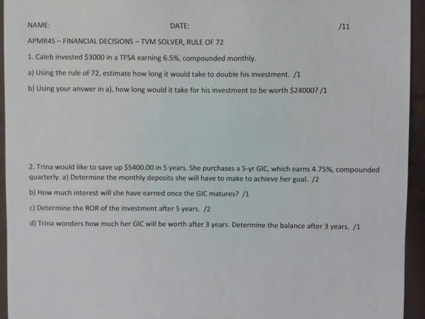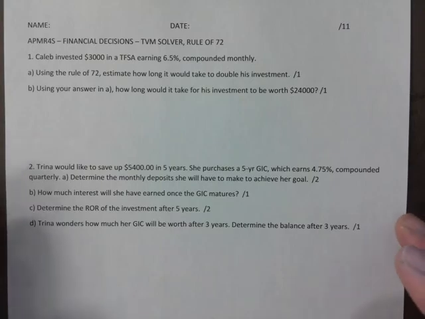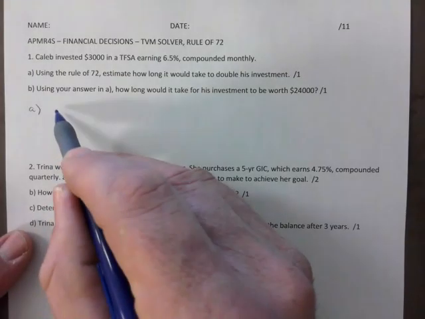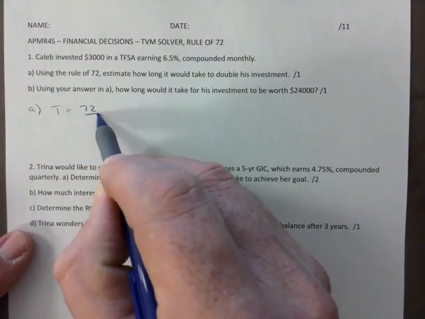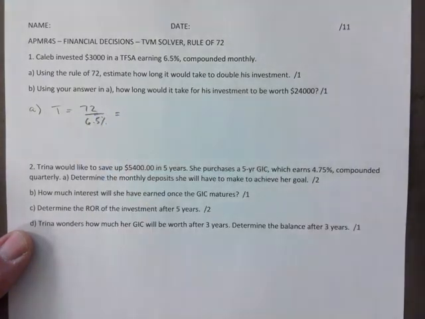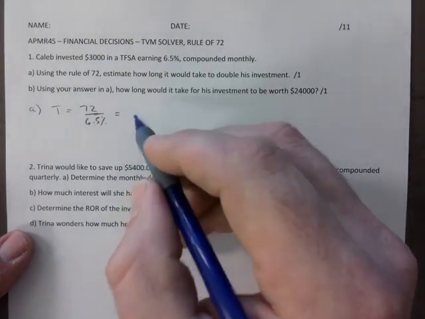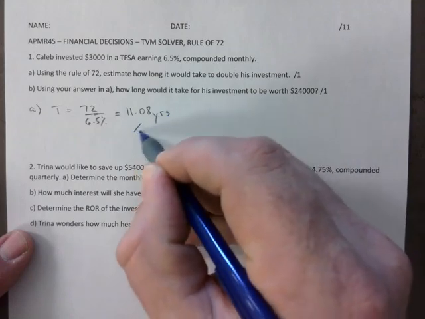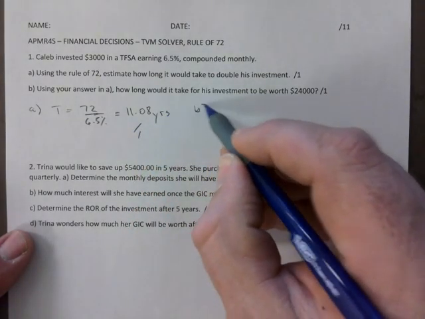We've done here. So the first question is all about the rule of 72. Estimate how long it will take for the investment to double. So 72 divided by 6.5. You don't turn it into a decimal, okay? It's important that you don't do that with the rule of 72. And that's 11.08 years. So you get a mark for having that show up there.